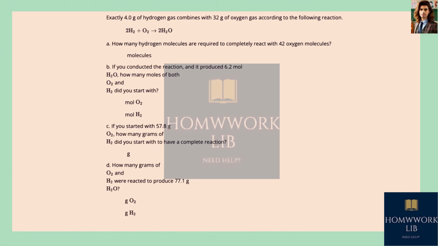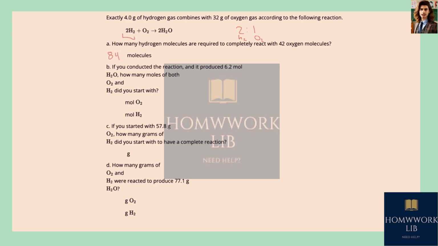Hi, so we're given a chemical reaction and we're asked to answer some questions according to it. In this case, the first one is going to be how many hydrogen molecules are required to completely react with 42 oxygen molecules. And as you can see, the relationship in between hydrogen and oxygen is a 2 to 1 of H2 compared to O2. So that means that we're going to require exactly double of that, 84 molecules.